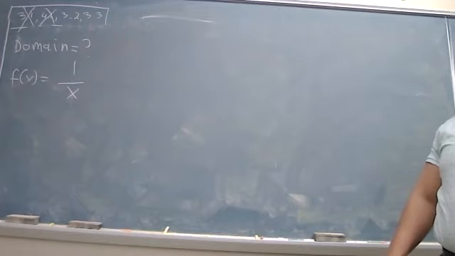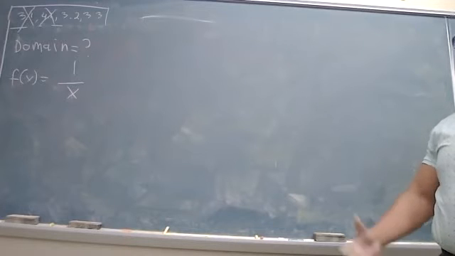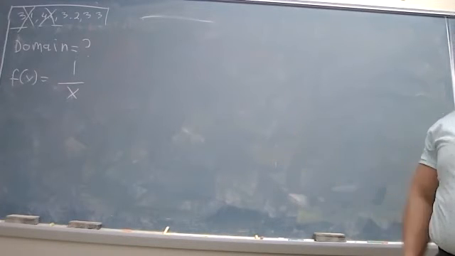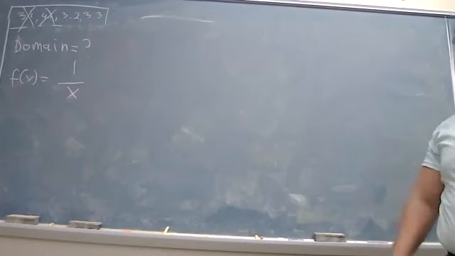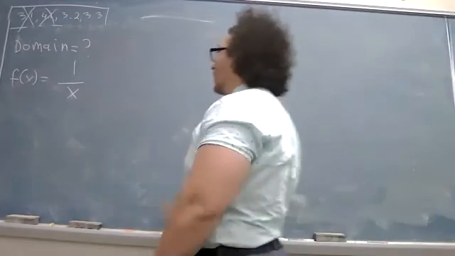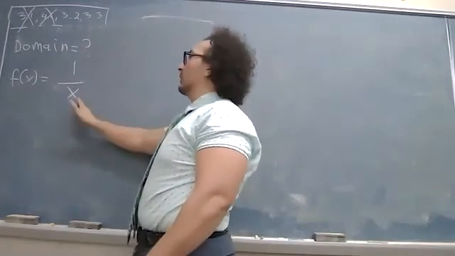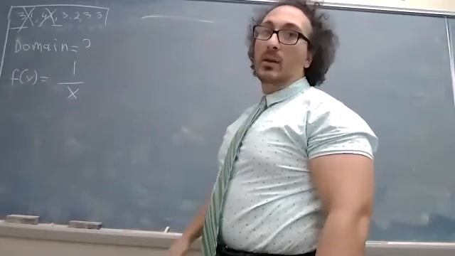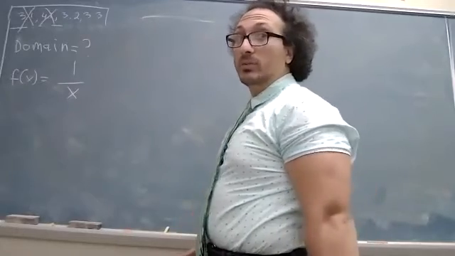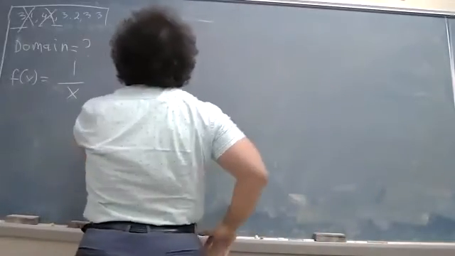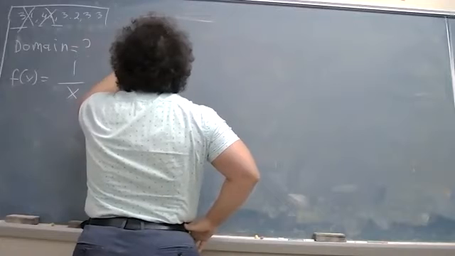So the way we determine domain is the set of inputs that don't mess up the outputs. Somebody could easily spot what input would mess this up. But to make it extremely explicit, I'll make an f of x table.